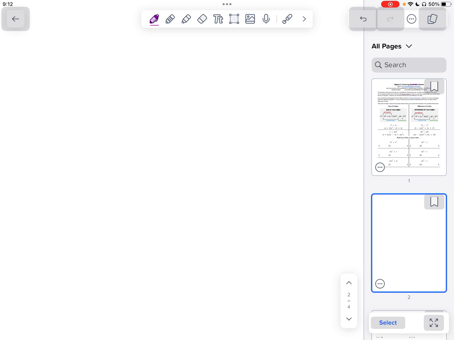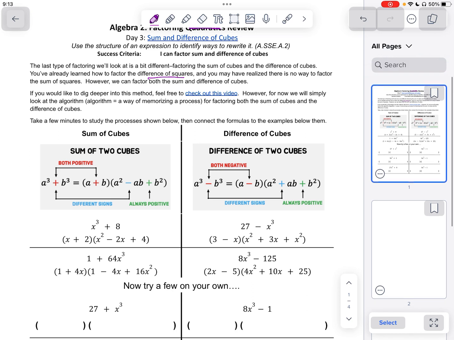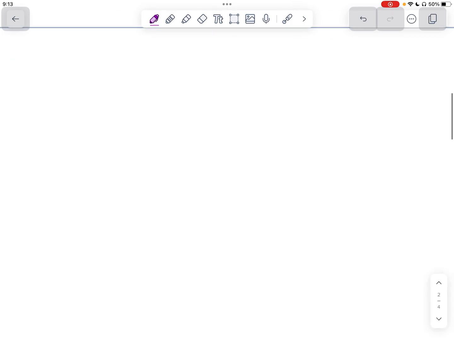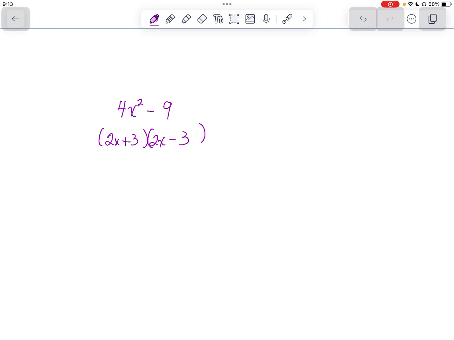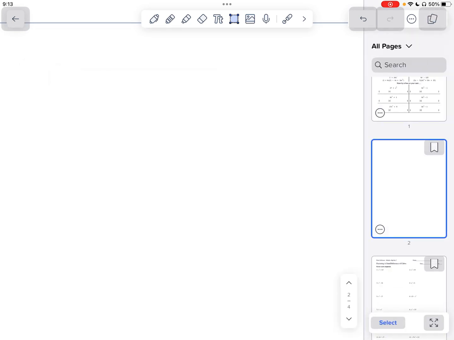Let's go in here and add a page. Difference of squares. When you have two terms, both terms are a perfect square, it's going to be the product of the sum and the difference of the square root of each term. So it's 2x plus 3, 2x minus 3. If this were 4x squared plus 9, we wouldn't be able to factor it because that's the sum of squares, not the difference of squares. So you can only factor the difference of squares.